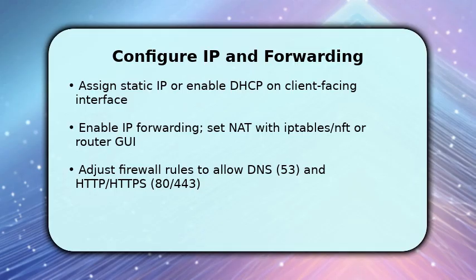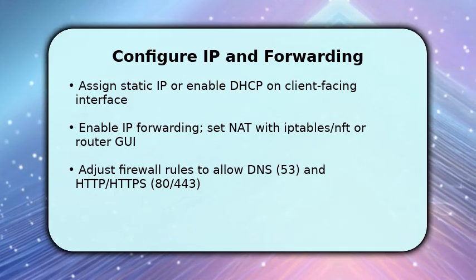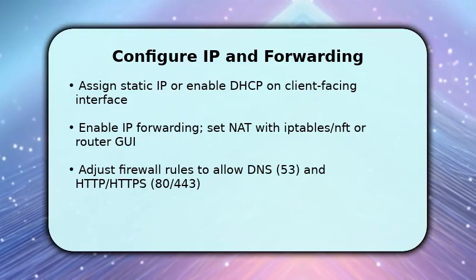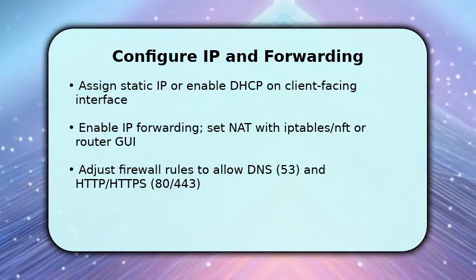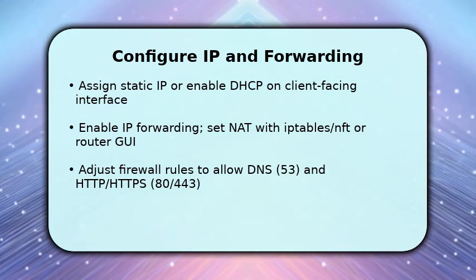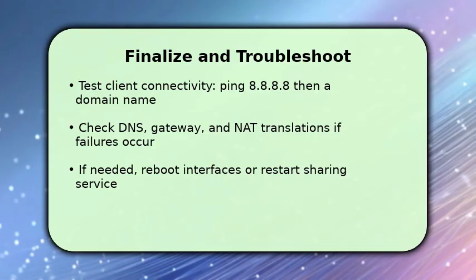After that, apply NAT rules. Use iptables or nftables to masquerade outgoing traffic, or configure the router's NAT table. Make sure firewall rules permit DNS and web ports so clients can resolve and reach sites. Finish by testing a client device.